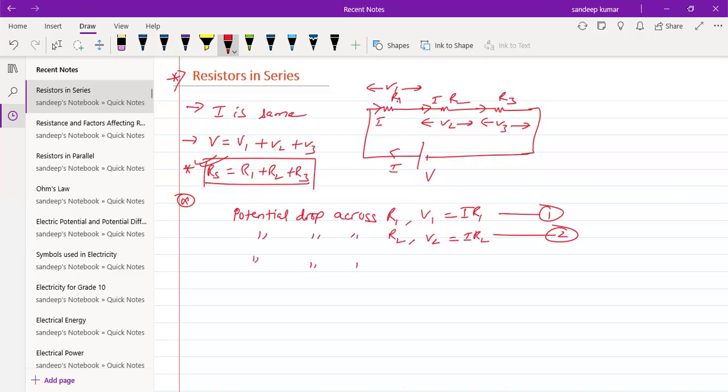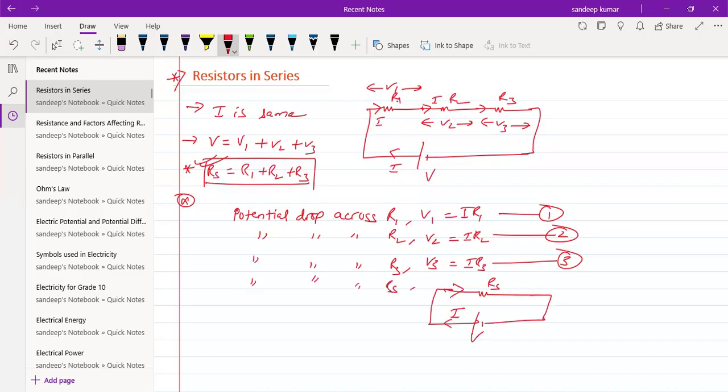Similarly, potential drop across R3: whenever I passes through R3, there is a potential drop V3, which is nothing but I into R3. Assume this is equation 3. Now, instead of these three resistors, I am taking one equivalent resistor whose value is Rs, connected to the same battery of V volt. As the battery is same, the current will also be same. Whenever I passes through Rs, there is a potential drop across Rs. V is nothing but I into Rs. Do you agree with me?